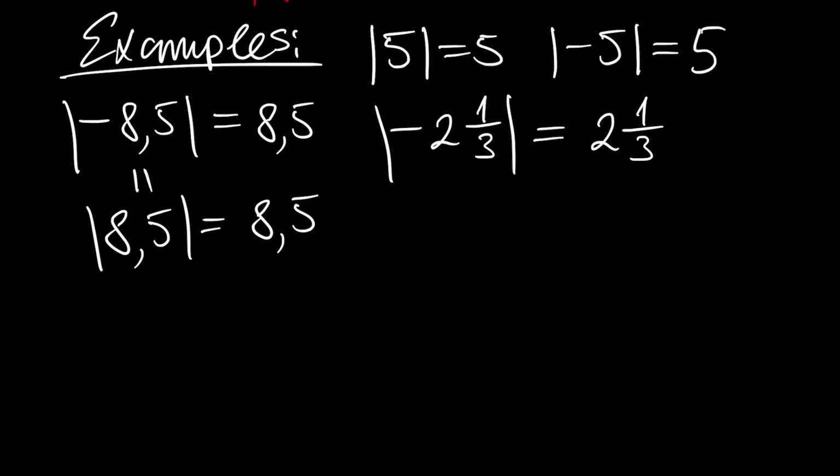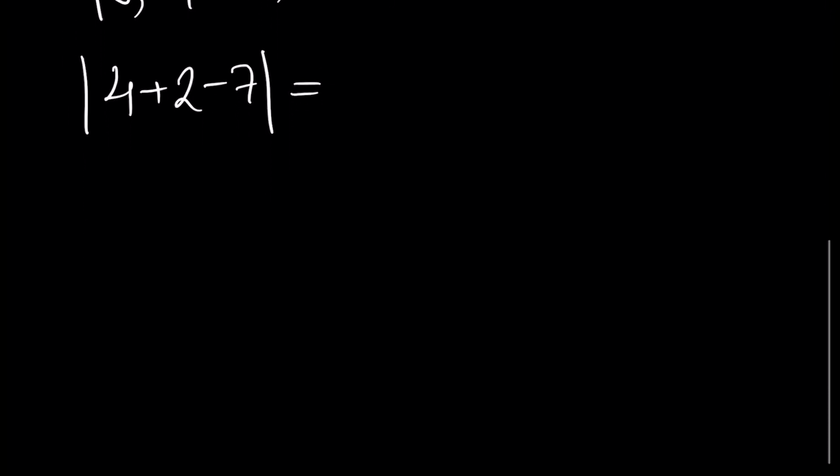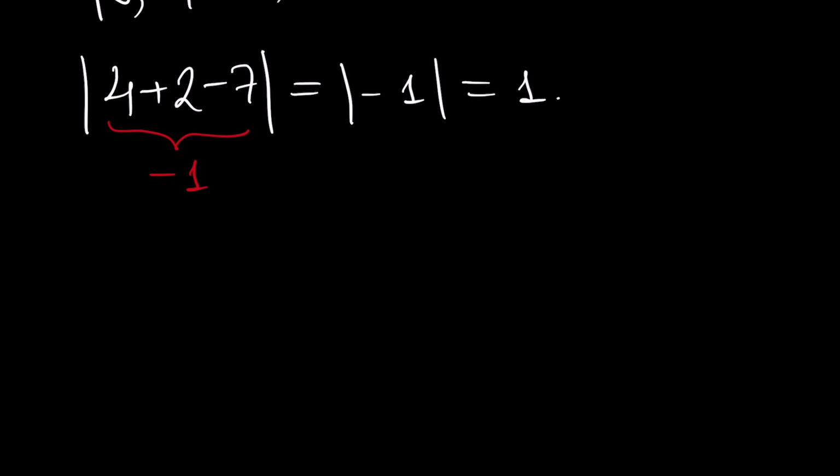For example, if we have the absolute value of 4 plus 2 minus 7, since 4 plus 2 is 6 and 6 minus 7 is minus 1, it will be the absolute value of minus 1, which is 1. And now let's give the general definition, which you have already encountered in different books.